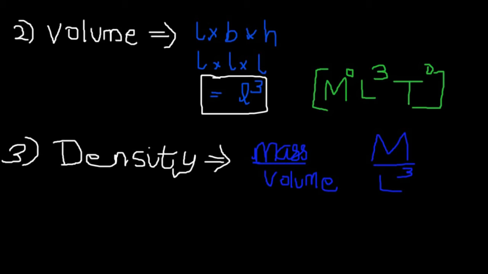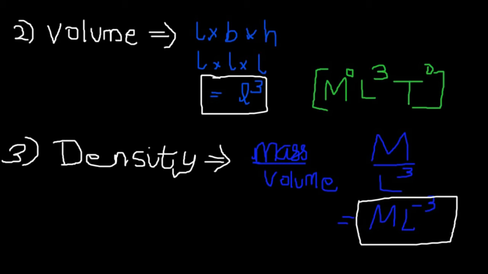You know the simple math: if you have a positive power in the denominator and you want to bring it to the numerator, what happens? The power will become negative. That's simple math, right? So we will get M L power minus 3. So this is our dimensional formula for density. If you write it in M, L and T form, you would get M power 1, L power minus 3, T power 0.